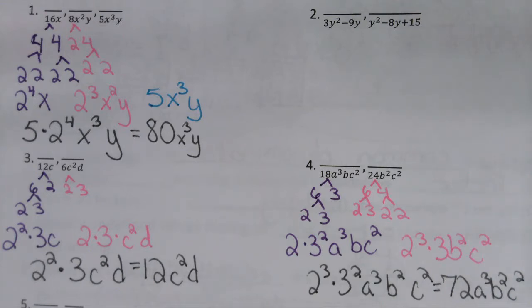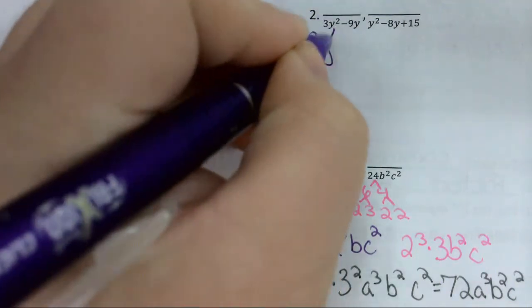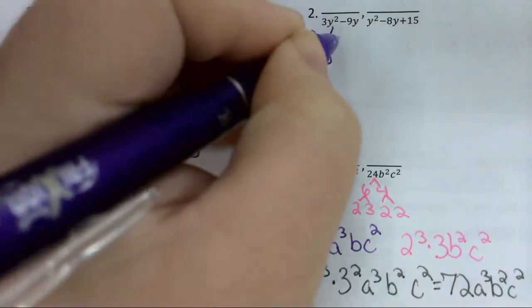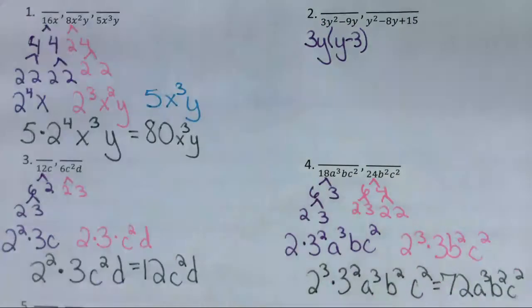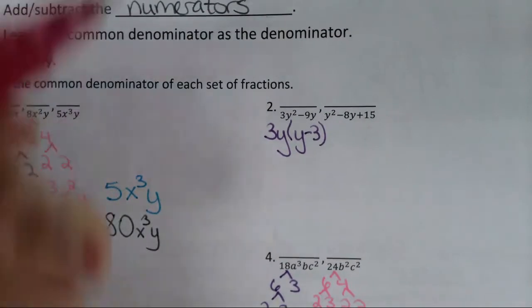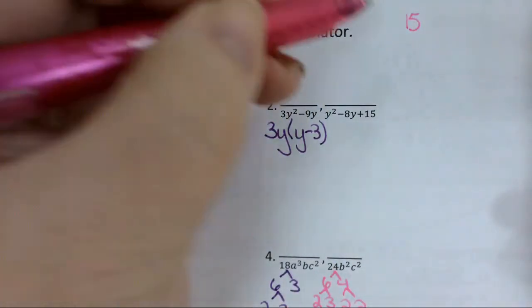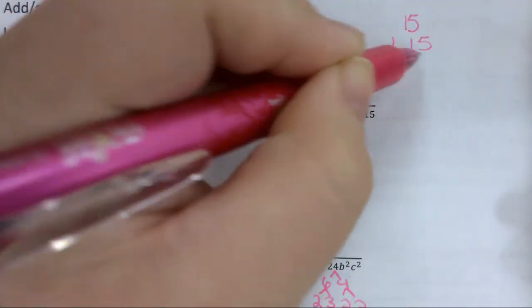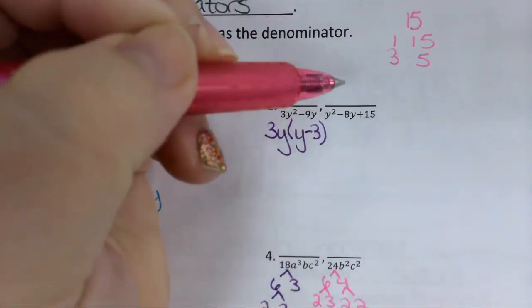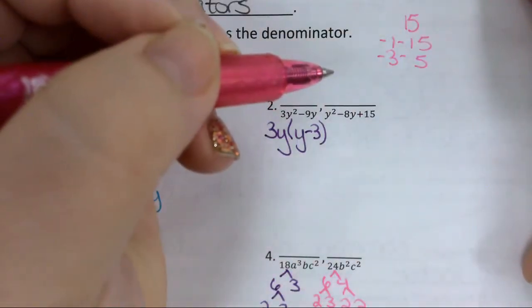So number 2, we're going to need to factor by taking out a GCF, which would be 3y, and that leaves us with y minus 3. For our second fraction, we'll need to use a times c. So a times c is 15. Factors of 15: 1 and 15, 3 and 5. Multiplying to be a positive, adding to be a negative, means both are going to need to be negative.